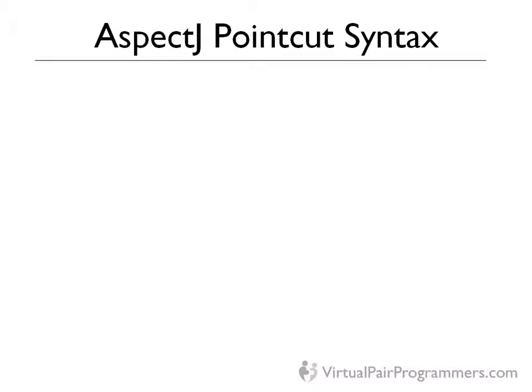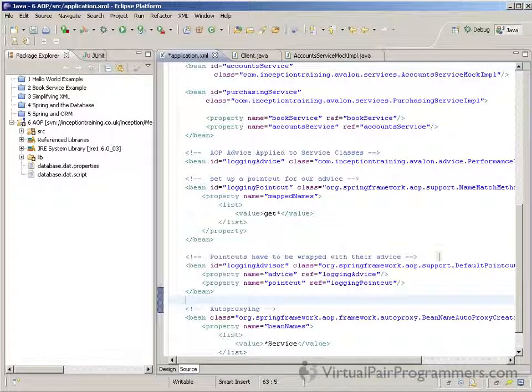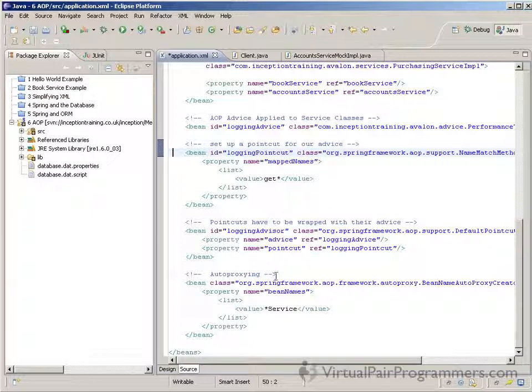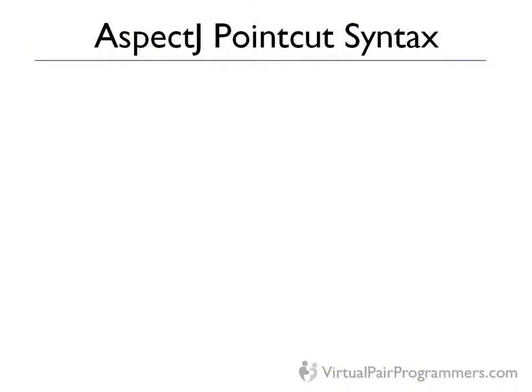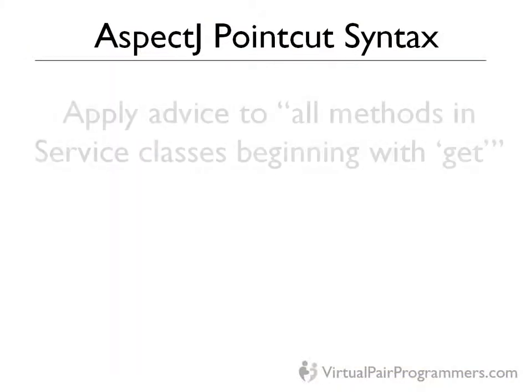Now, if you recall back to the previous chapter, what we had to do to set up a pointcut was configure a bean and provide a list of method names. And we also had to set up an auto proxy to make that pointcut apply to more than one service object. So two big blocks of XML to achieve our pointcut. In AspectJ, they have a syntax.